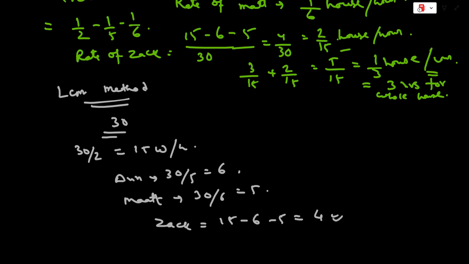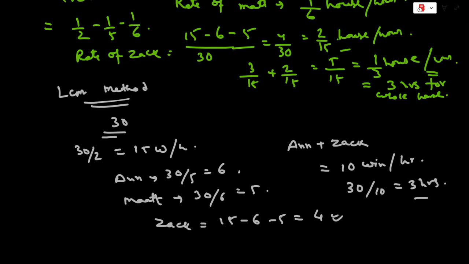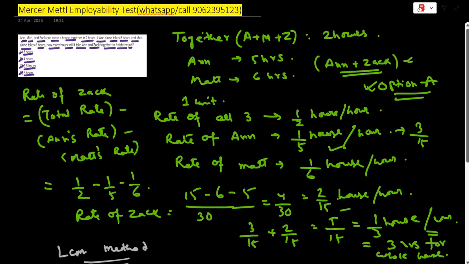So Anne plus Zach clean 10 windows per hour. To clean 30 windows, they will take 30 by 10, that is 3 hours. So you can solve this problem by the LCM method, and this is a cleaner method than the fraction method. So this is the whole solution for this question.